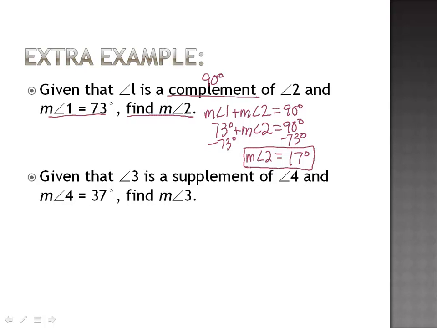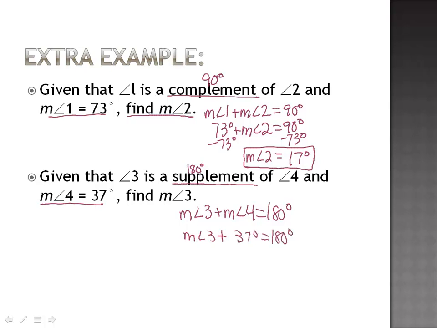The next one, given that angle 3 is a supplement, so supplement sounds like straight, they're both 180 degrees. It's a supplement of angle 4, and the measure of angle 4 is 37 degrees. Find the measure of angle 3. Write your equation. The measure of angle 3 plus the measure of angle 4 equals 180 degrees. It says angle 4 is 37 degrees, so the measure of angle 3 plus 37 degrees equals 180 degrees. Subtract your 37 degrees from both sides. The measure of angle 3 is 180 minus 37, which is 143 degrees. So we got the measure of angle 3, and that is indeed what the question was asking us.